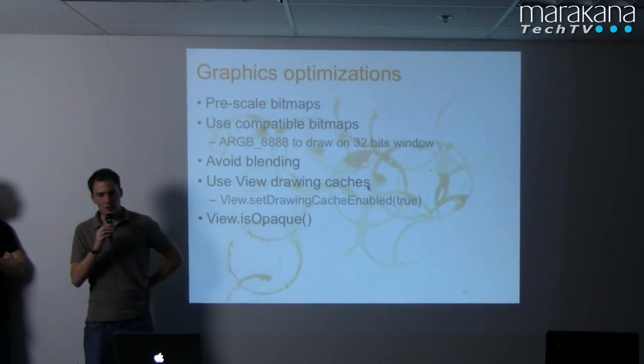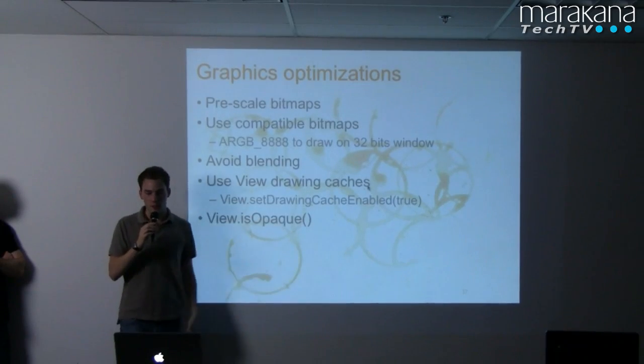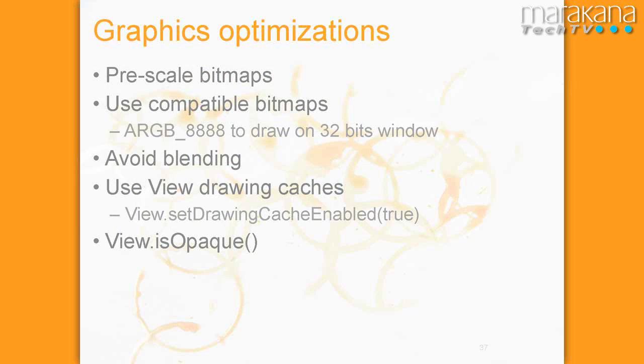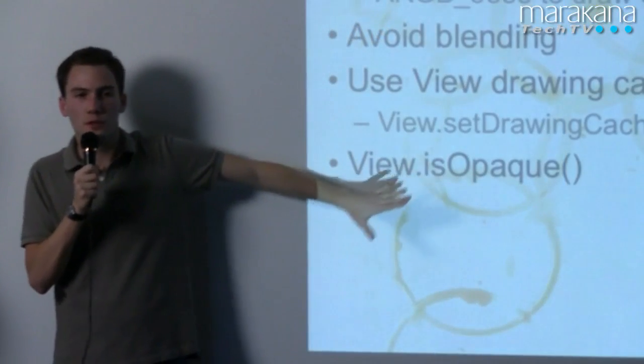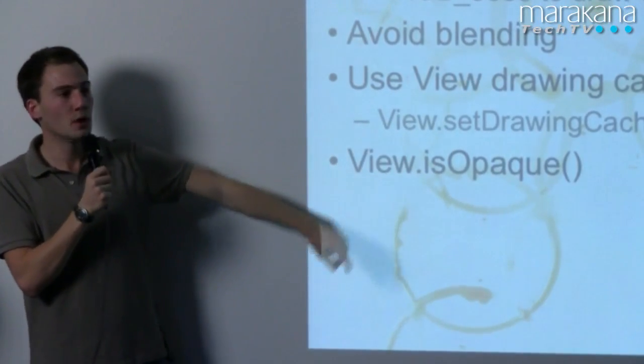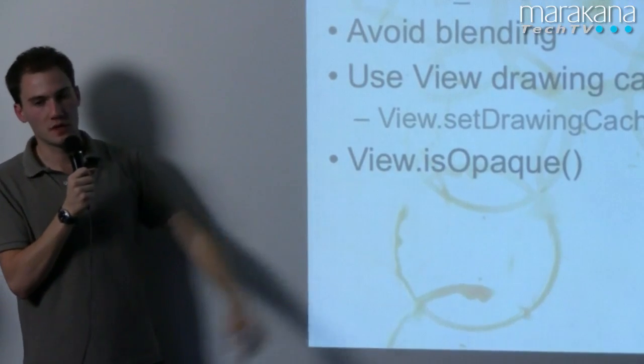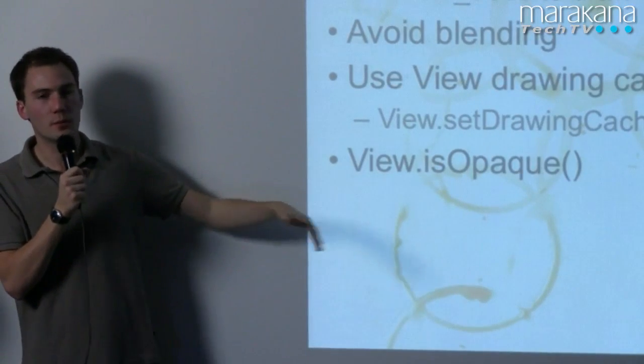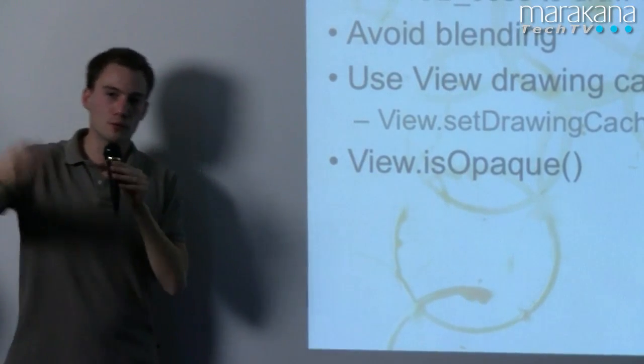Finally, graphics optimization: don't scale your bitmaps at runtime. Compatible bitmaps, we talked about it. Avoid blending. If you don't need transparency, don't use it. Use drawing caches. Very important, if you have custom views and you know that your view is going to be opaque, override the method called isOpaque and return true. That's a very important optimization for the system. When a view is opaque and we need to redraw that view, we won't draw what's behind.